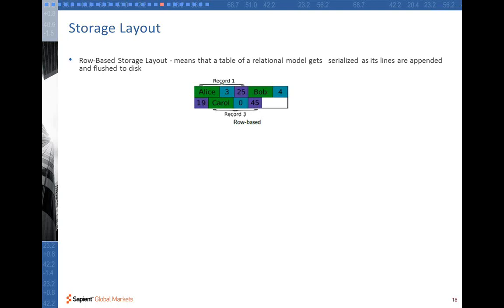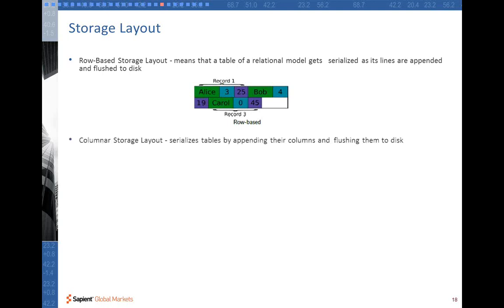On the downside, operating on a column is expensive, as a considerable amount of data has to be read. Examples include MySQL and PostgreSQL. They have a row-based storage layout.